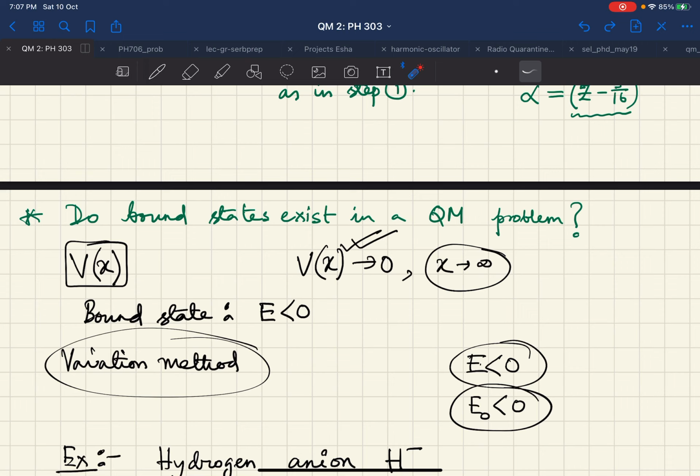Clearly, the variational method can be used to prove the existence of a bound state. What you need to do is exhibit a trial wave function which has E less than 0. This automatically ensures that the true ground state also has E0 less than 0, because E0 cannot go below the potential. If I give you one example, this will probably be much easier to visualize.